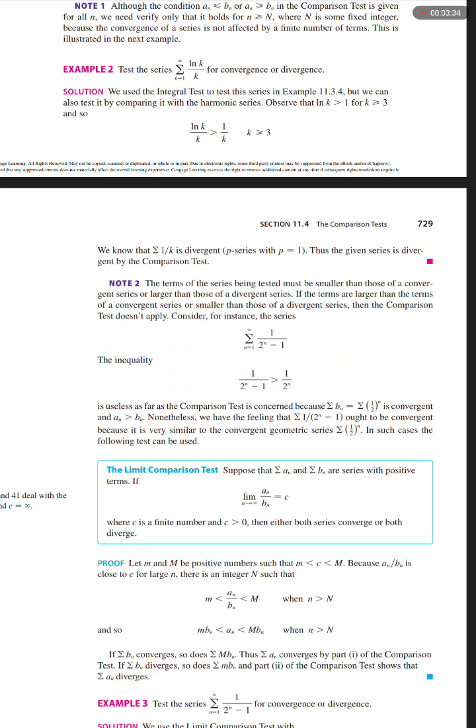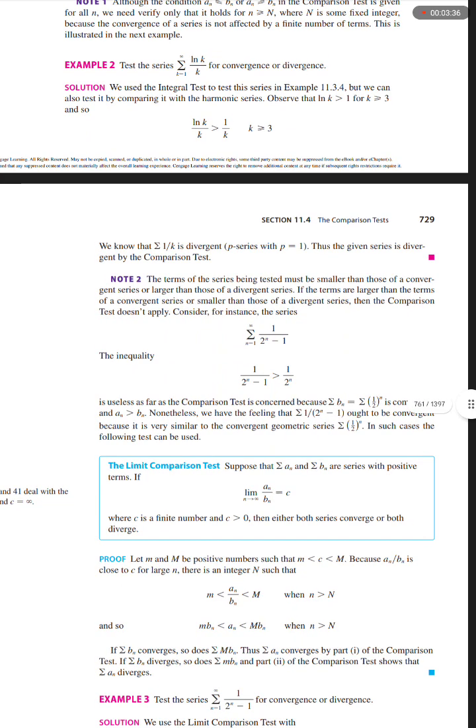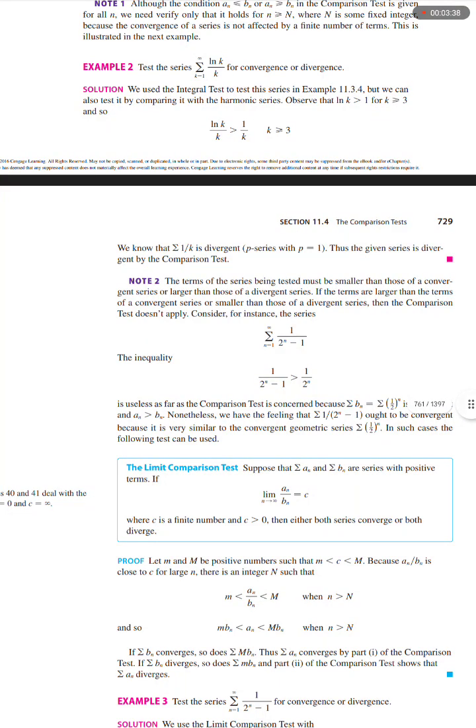Note 2. The terms of the series being tested must be smaller than those of a convergent series or larger than those of a divergent series. If the terms are larger than the terms of a convergent series or smaller than those of a divergent series, then the comparison test doesn't apply.